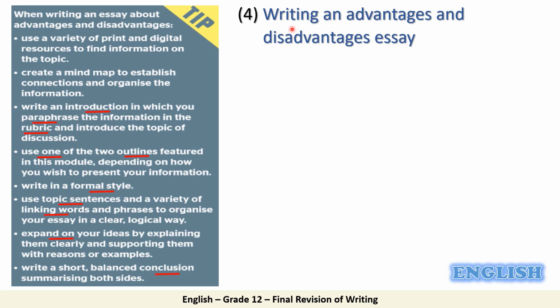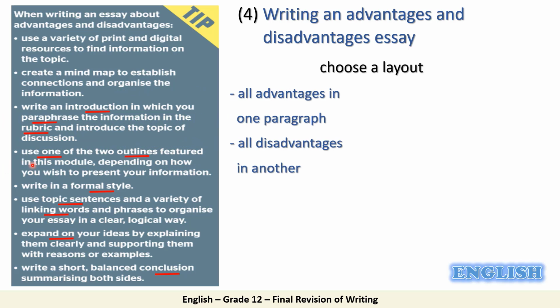Our last task is writing an advantages and disadvantages essay. When you write an advantages and disadvantages essay, you can write 4 paragraphs. The first paragraph is the introduction, in which you paraphrase the information in the rubric or in the question. Okay. In the second and third paragraph, you can choose one of the outlines or one of the layouts you can see over here.